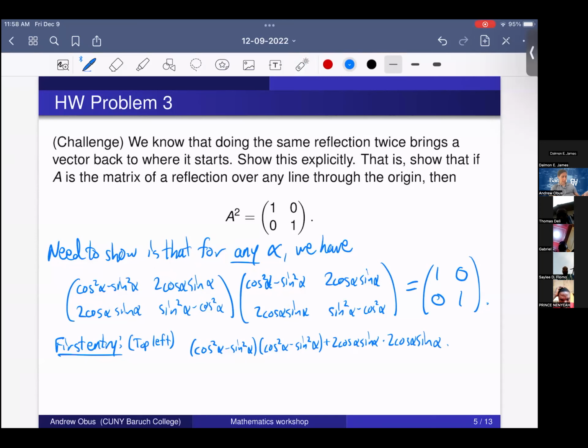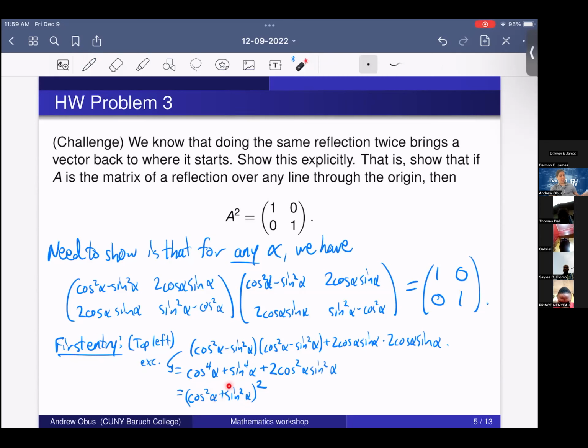And so it turns out that if you write this all down, this turns out to be cosine to the 4th alpha plus sine to the 4th alpha, and then plus 2 cosine squared alpha sine squared alpha. Okay, so this is a little bit of an exercise. I skipped a couple of steps here to get to this. And then you can rewrite this as cosine squared alpha plus sine squared alpha, squared. If you do this squared, you get exactly this expression.